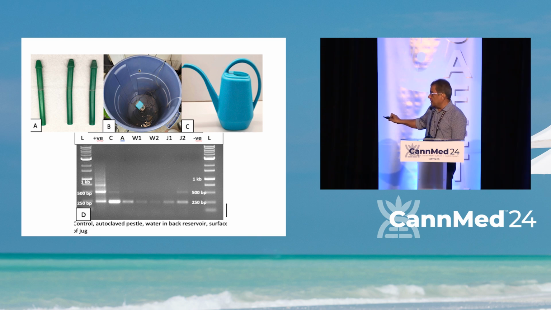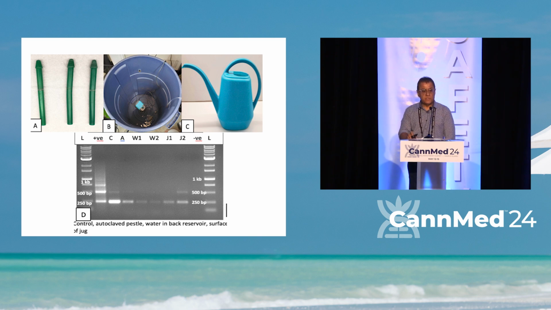We also found it in the buckets that we use to store our nutrient solution. We found it on the surface of these handheld watering cans. These are all positive for hop latent viroid. So something to be aware of. This thing does stick around on utensils and equipment in the lab.